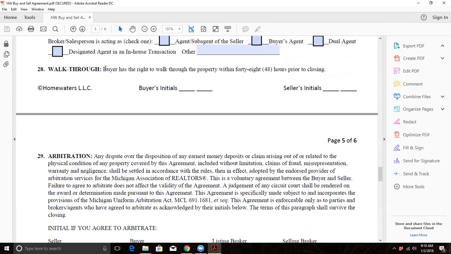Walkthrough. This is an interesting thing that wasn't in some of our contracts, but I think it's important. Buyer has the right to walk through the property within 48 hours prior to closing. Now that has to be agreed to between buyer and seller like it always does, but we wanted to put that walkthrough language in there.